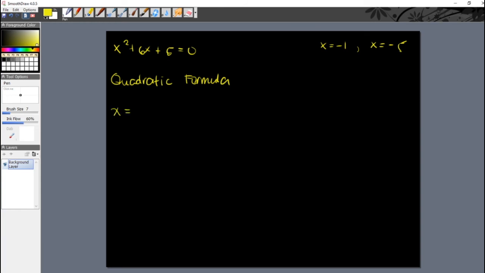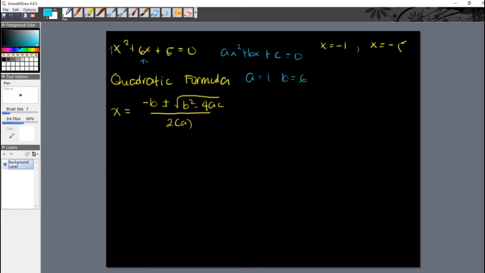The quadratic formula is given by this formula: -b plus minus square root of b squared minus 4ac, over 2a. Remember that our equation is in the form ax squared plus bx plus c equals 0, where our a is 1 here, our b is 6 here, and our c is actually 5. So we're going to plug in these values into the quadratic formula and then simplify to solve for the values of x.